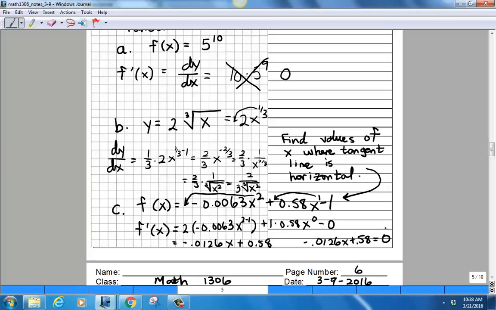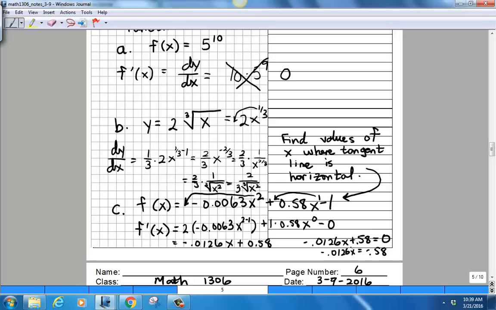All right, well, let's solve that equation for x. That's a very easy equation to solve now, right? Because in this equation we just have x to the first power. So all we have to do is subtract 0.58 from both sides, so you get minus 0.58 on the right-hand side, and then divide both sides by minus 0.0126, okay?